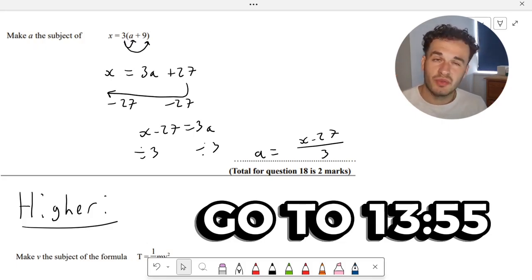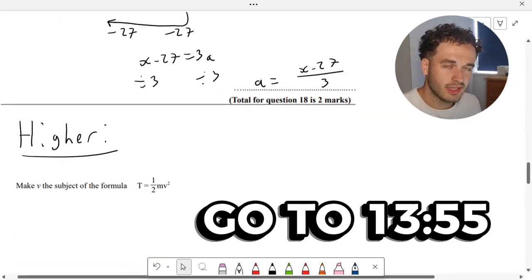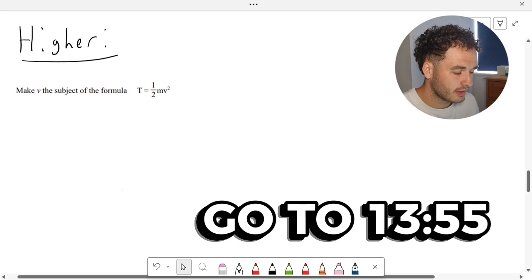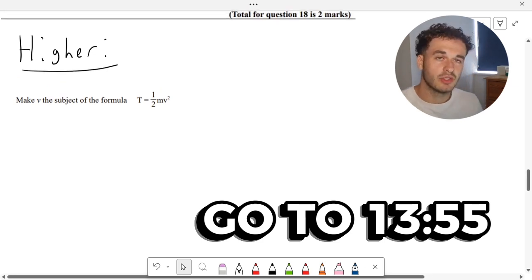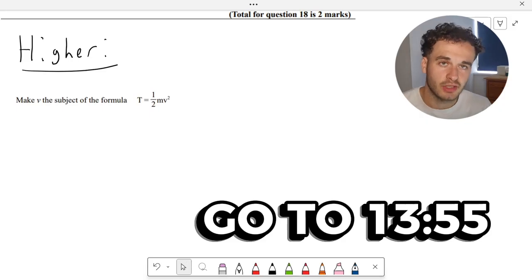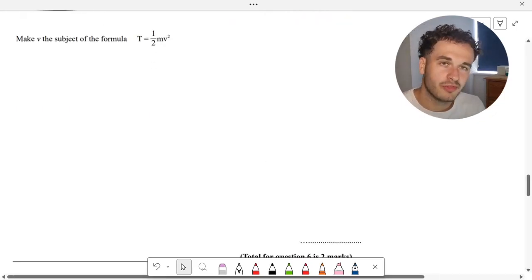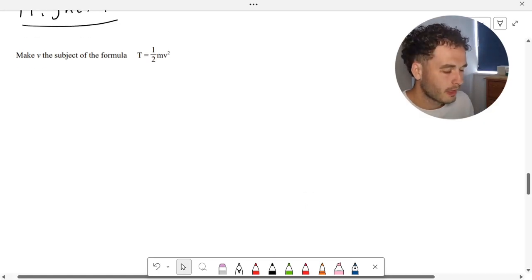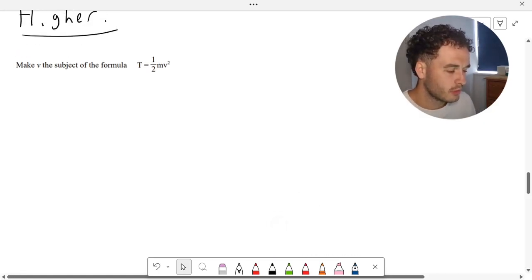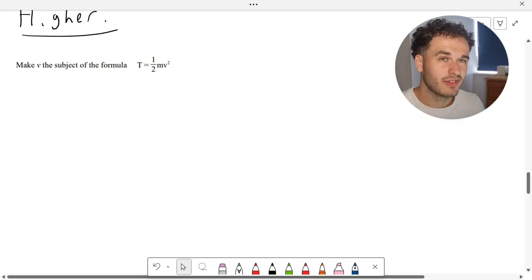However, if you are higher, we've still got more equations to rearrange. So stay with me. This is for your benefit. There are some hard equations we've got to do now to rearrange where you have multiple of the same letter that we need to find the subject of. So stay with me. But foundation students, head over to the timestamp that's on the screen wherever I've put it. Okay, now that all them annoying foundation students have gone, you higher guys have some fun maths to do with me.